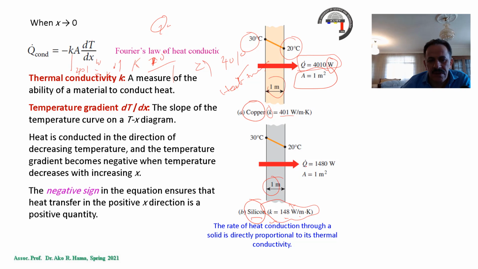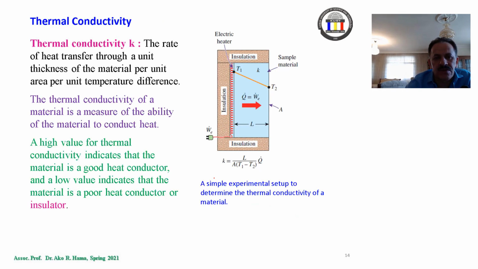So it will give you about 1480 watts transferred for the same condition. The negative sign means that the equation ensures that the heat transfer is in the positive X direction, and it's a positive quantity.